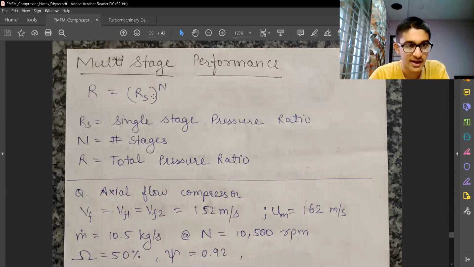And okay, this is the last thing: the multi-stage performance. If we have n number of stages, and if in one stage the pressure ratio is Rs, then the total pressure ratio R will be Rs raised to the power n, where n is the number of stages. We'll see the numerical in the next video.